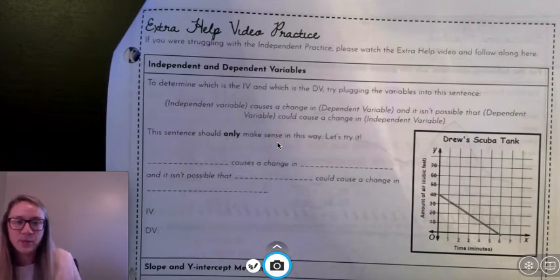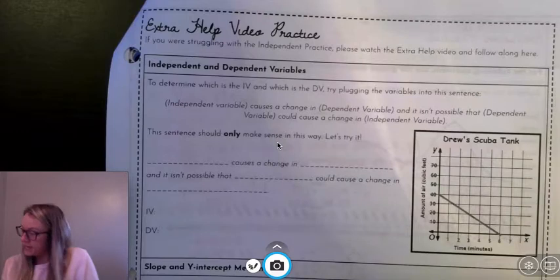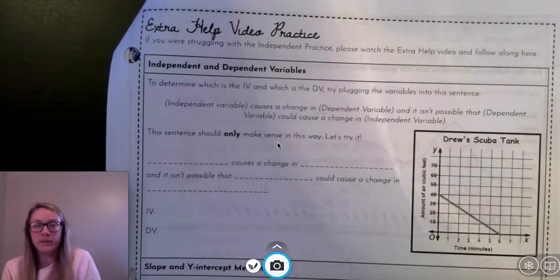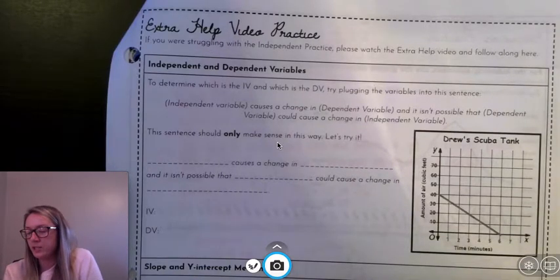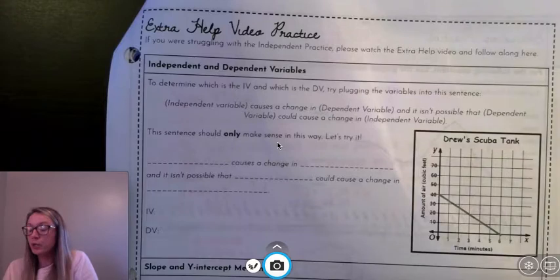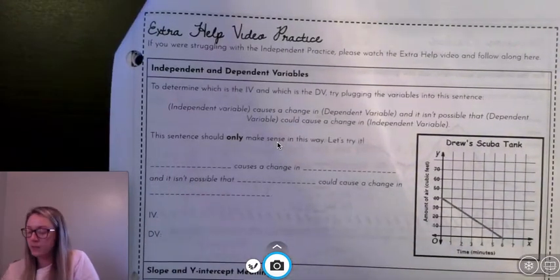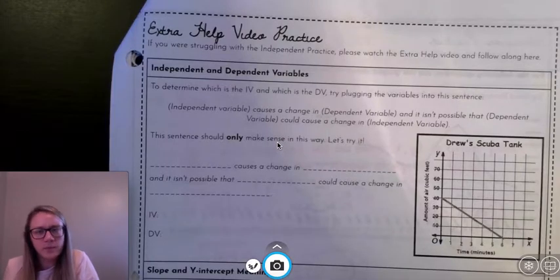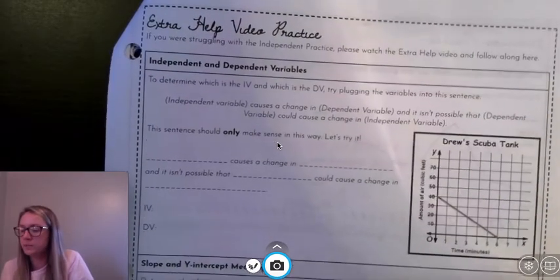Hi, we're going to go through the extra help practice on page 17 for Learning Target 2.3.5. So looking at a real world graph and determining different characteristics: the independent variable, dependent variable, and slope and y-intercept. We're going to go through this whole page, and the reason it's a whole page is we're going to go through it pretty in depth, so hopefully it helps.